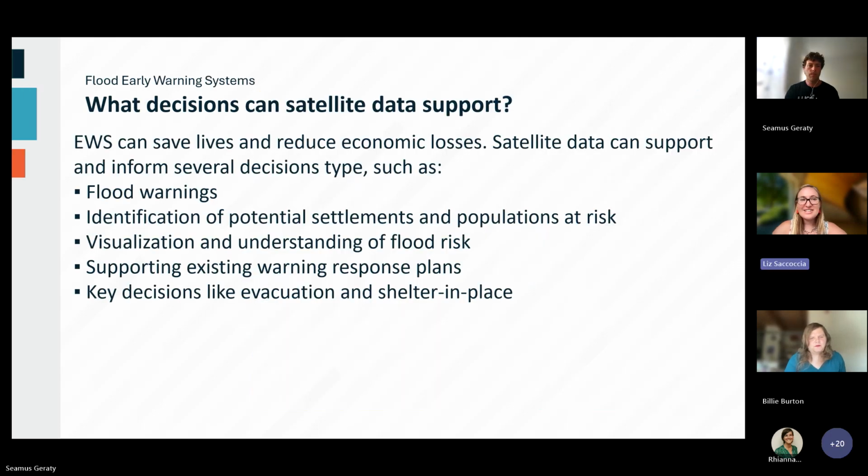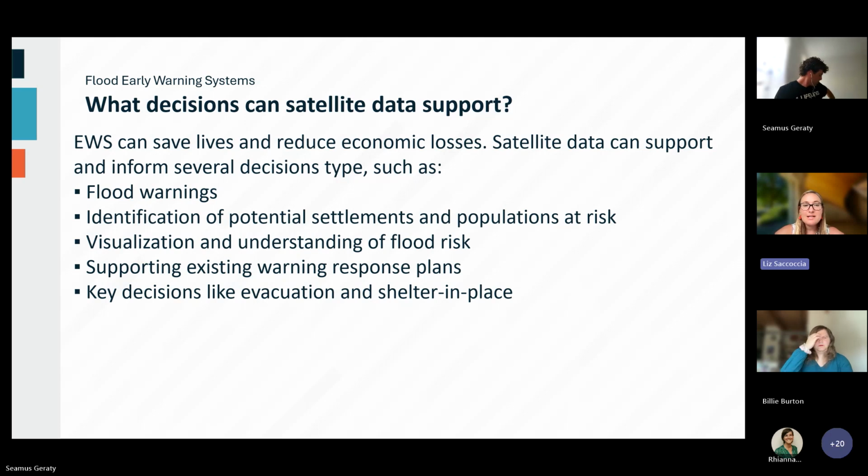All right. Our first question that we'll both take on is, what decisions can satellite data support? As I mentioned, early warning systems can save lives and reduce economic losses. So how do we do that with satellite data? First, we can do flood warnings. In the absence of a full coverage local early warning system, that's always going to be the best. Global systems can help support those and can fill in some gaps as well.